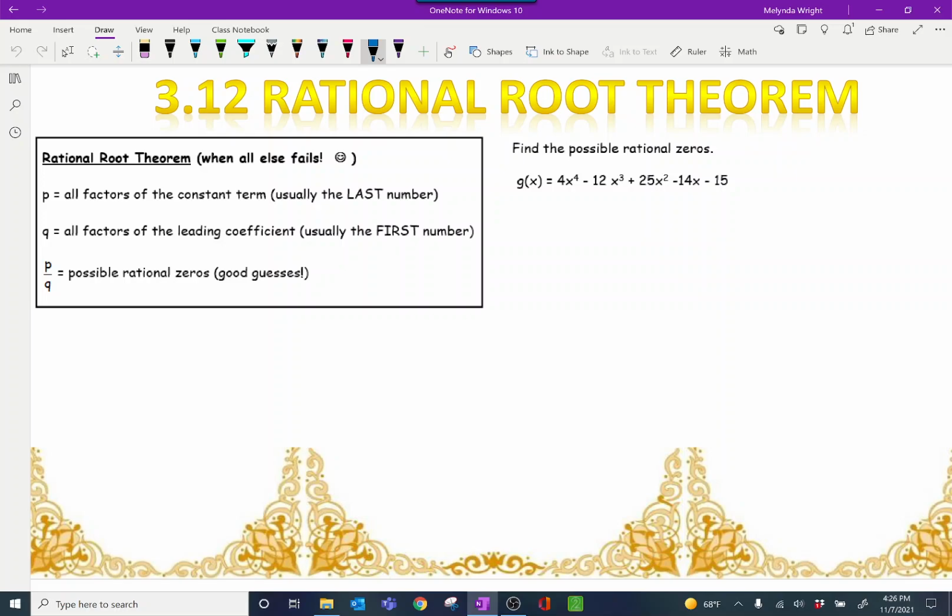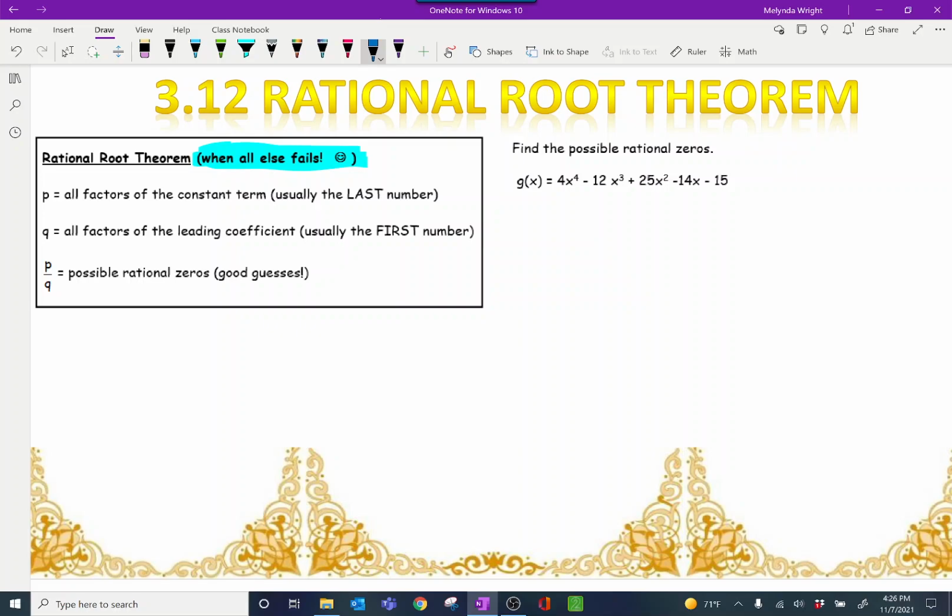Right, let's take a look at our lesson on the rational root theorem. Okay, so this is our test when everything else doesn't work. I mean, we would not really choose to do this. So I've got this little note here: when all else fails. Now, there are some issues with this that we need to talk about.